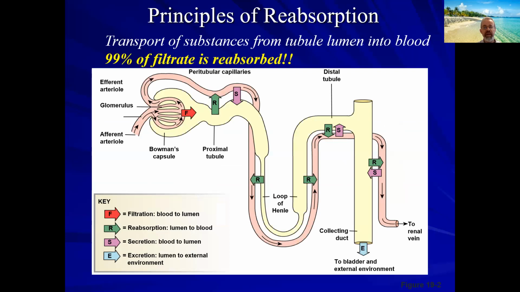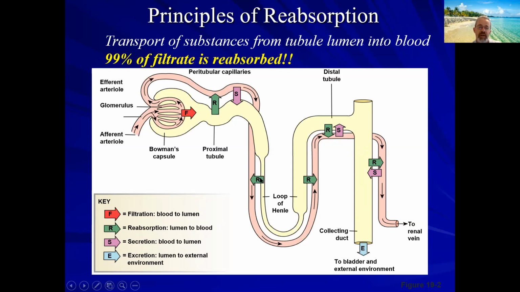So here's a drawing of the nephron. If you remember the anatomy of the nephron, right here is the capsule. This is the proximal tubule. This is the loop of Henle where most of the concentration occurs. Here's the distal tubule, and here's the collecting duct, which eventually will lead into the ureter and the bladder.